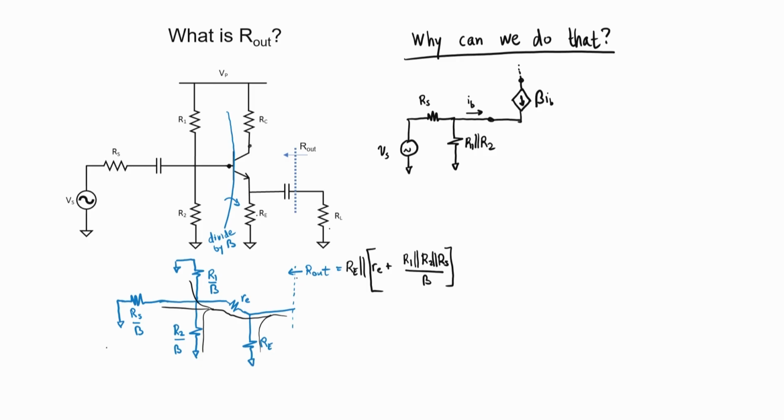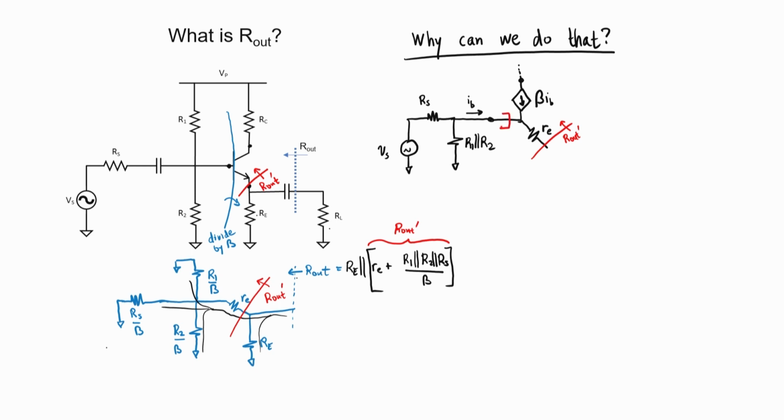There's our collector. We then have our emitter. And in this situation, I'm just going to draw the emitter resistance R sub E. I'm going to consider the resistance looking up this branch. Let's call this R out prime. Here it is on the original circuit, and here it is on our model. This is the answer we expect for R out prime. Let's see if we can come up with it.